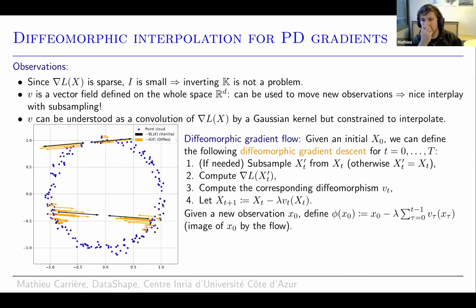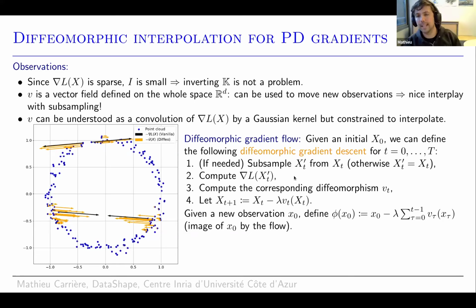And here's what gradient descent looks like based on that, right? You take your initial point cloud. Then, if needed, if it's too big, you can subsample. And here's also the nice thing about using these vector fields, is that if you subsample, that's okay, because you can still extend the gradient of the subsampling to the whole space itself. So even if you subsample, you can still move a lot of points at the same time, okay?